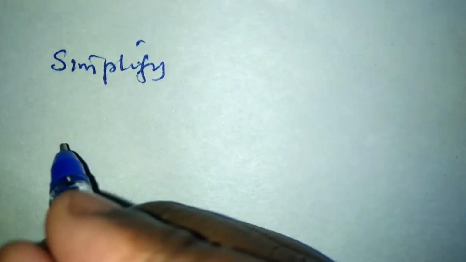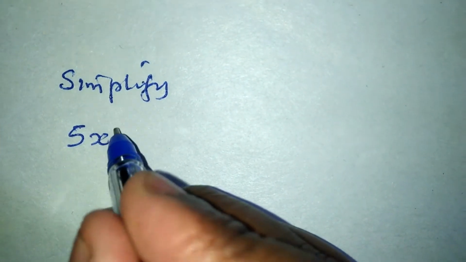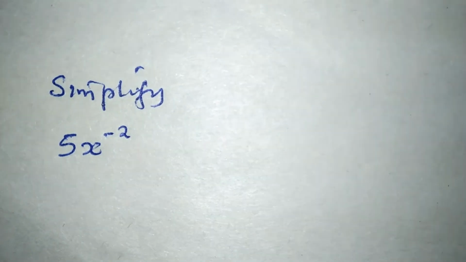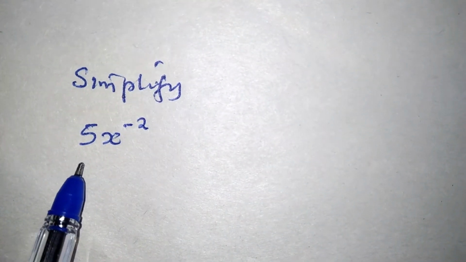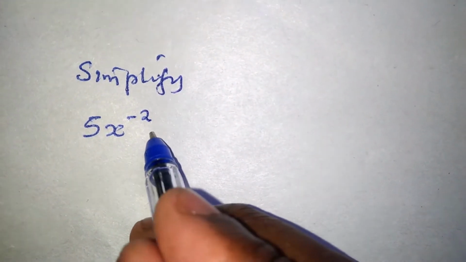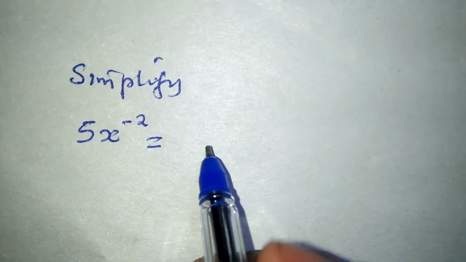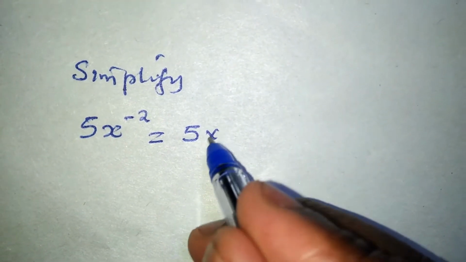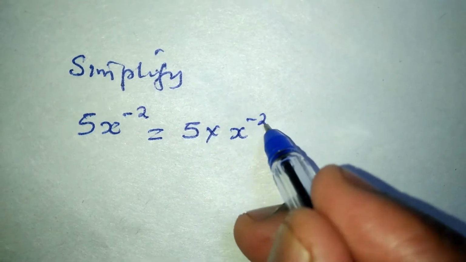In this video, we are going to solve different problems on indices. To start with, simplify 5x raised to negative 2. Now, in this question, we need to first write 5x raised to negative 2 as 5 times x raised to negative 2.